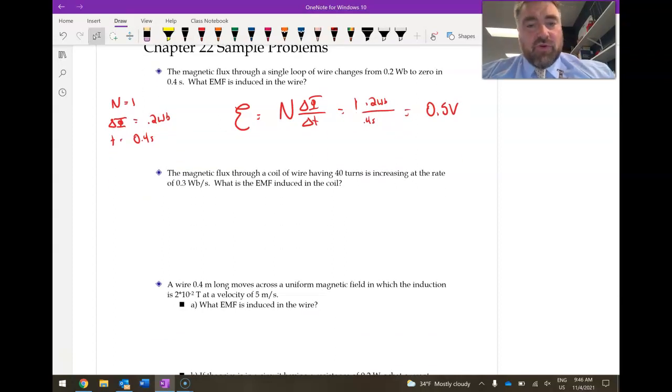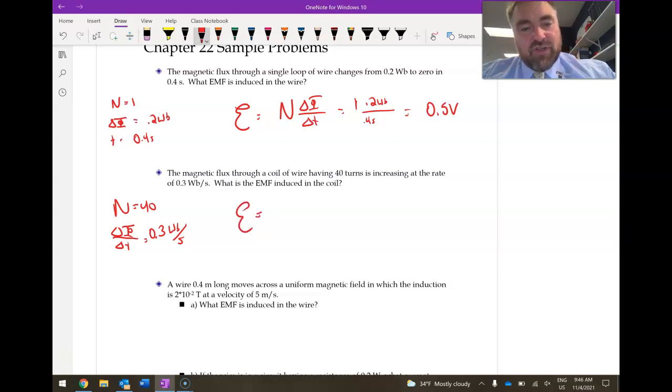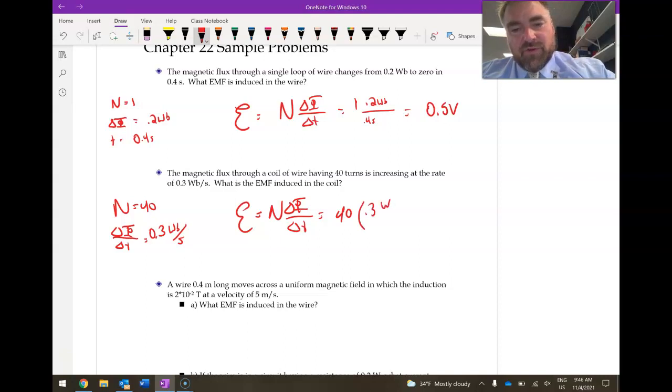Next one says magnetic flux coil having 40 turns, so we know our N is equal to 40. And we know that our delta phi over delta T is 0.3 Webers per second. So it's going to change by 0.3 Webers, 0.3 lines per second. What's the EMF? So it's the exact same equation. E is equal to N delta phi over delta T. And so our N is equal to 40 turns. We multiply that by the 0.3 Webers per second. And so we end up getting 12 volts on that.